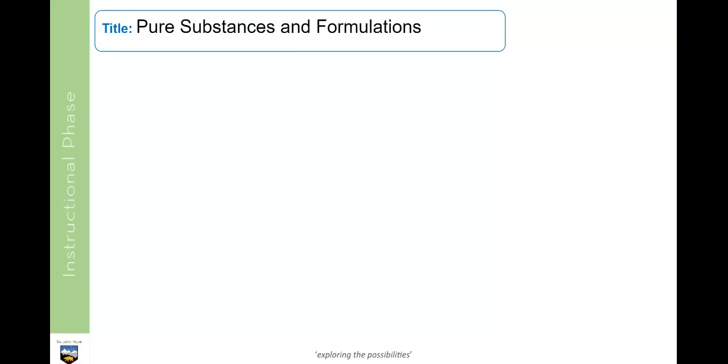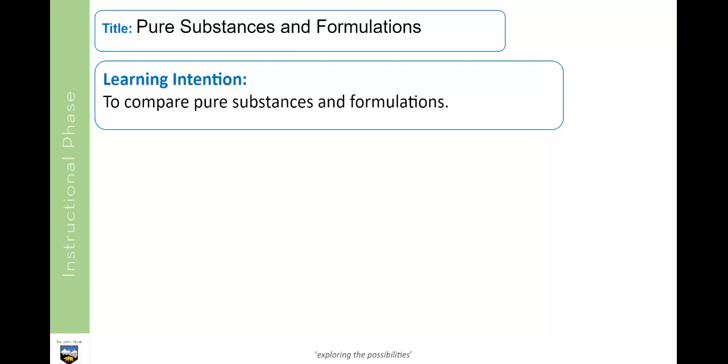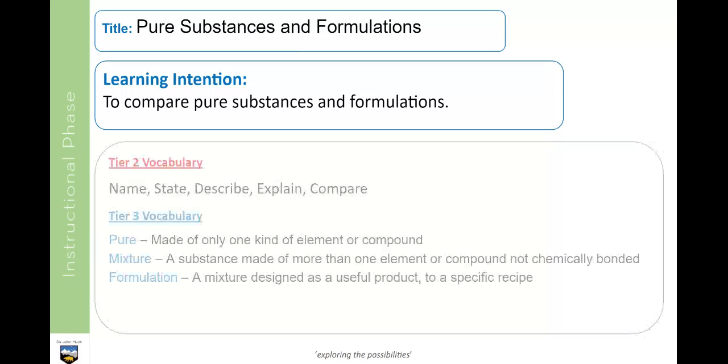So today we are looking at pure substances and formulations. You might have already heard of these key terms, pure substances and formulations, in previous years. So you need to compare the difference between pure substances and formulations.